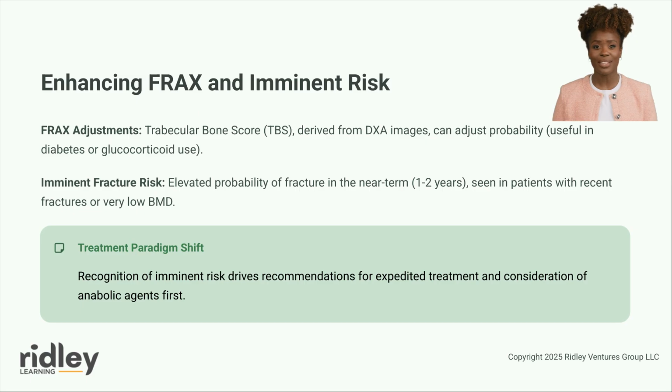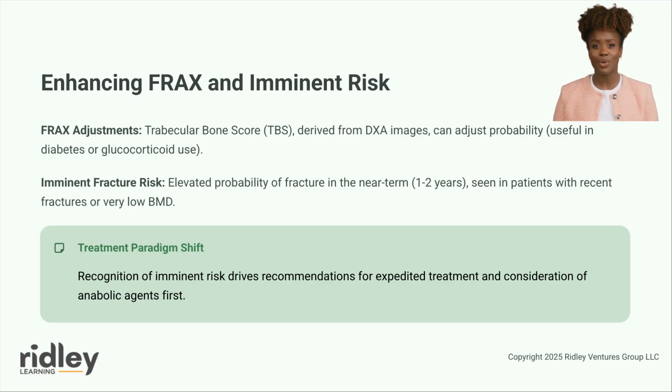Recognition that fracture risk is not uniformly distributed over the 10-year FRAX horizon, but rather concentrated in the early period following index events, has driven recommendations for expedited treatment initiation and consideration of anabolic agents. Anabolic agents provide more rapid fracture risk reduction than anti-resorptive therapy alone.